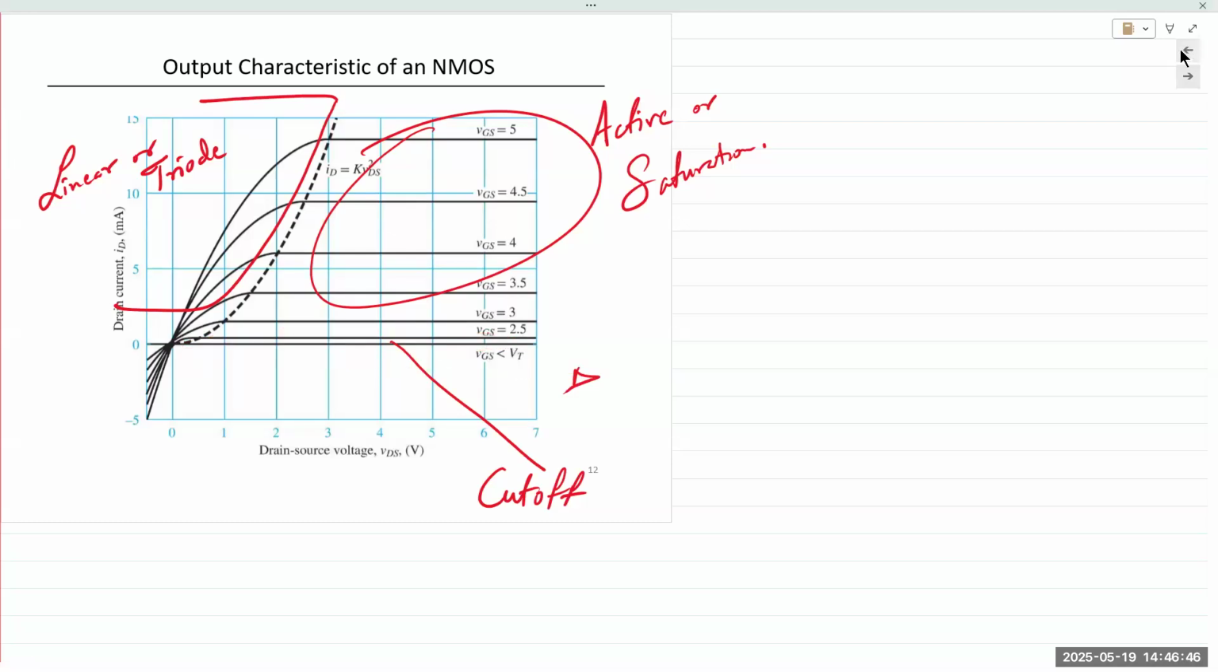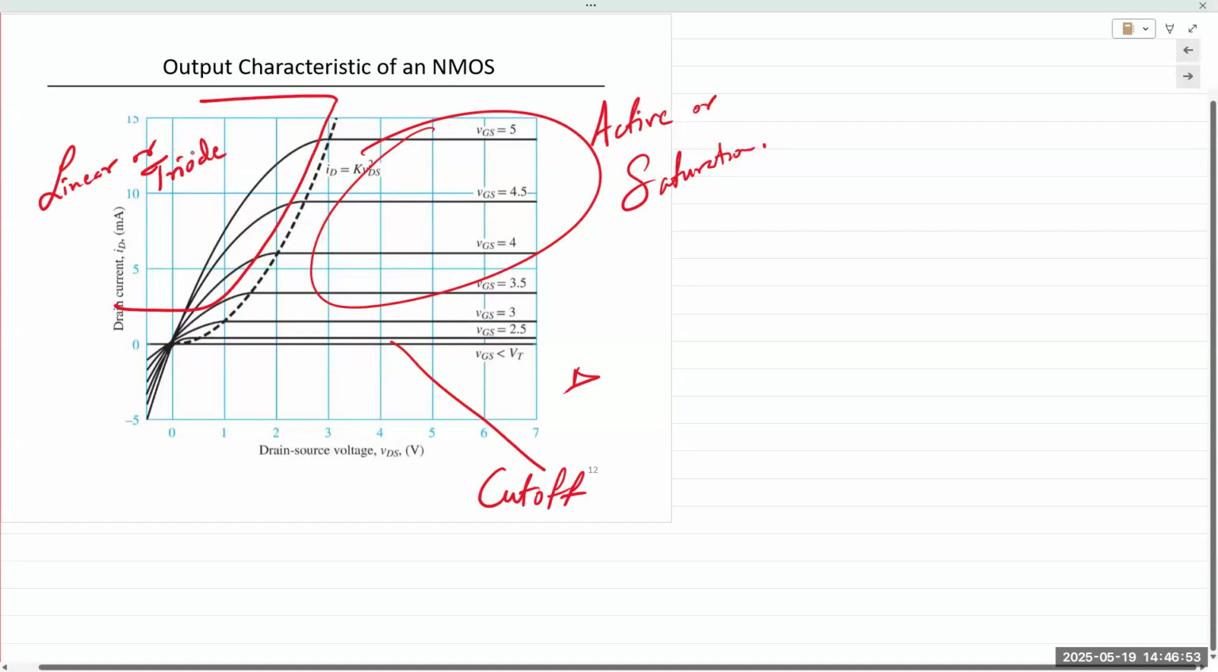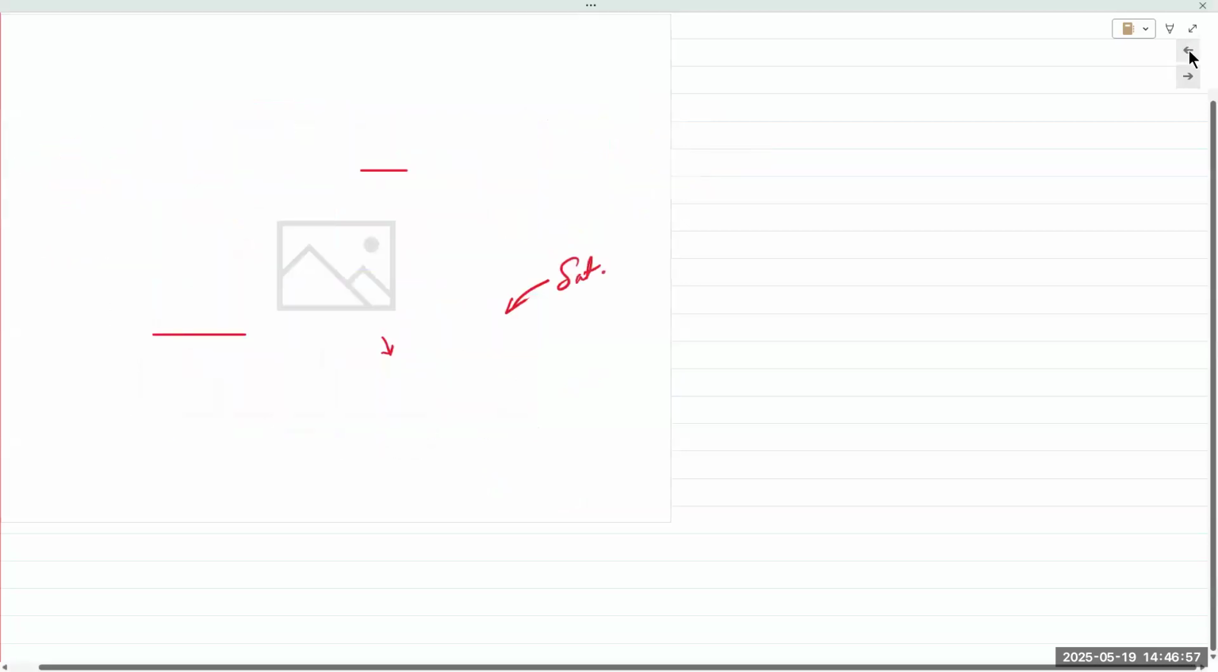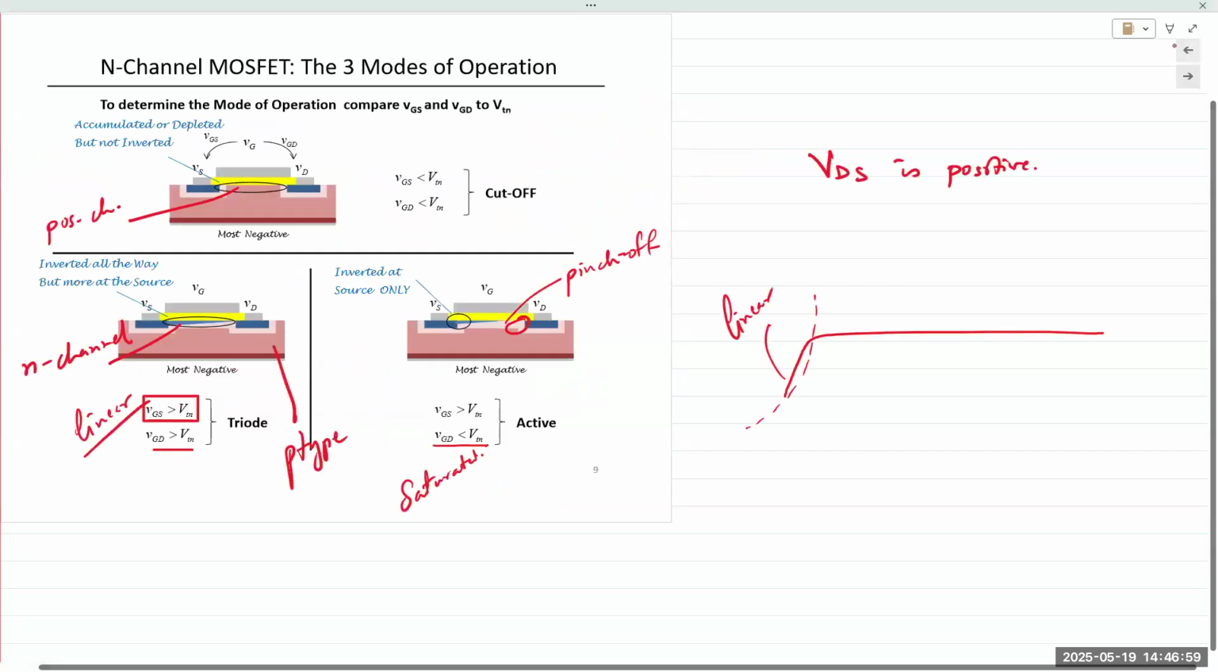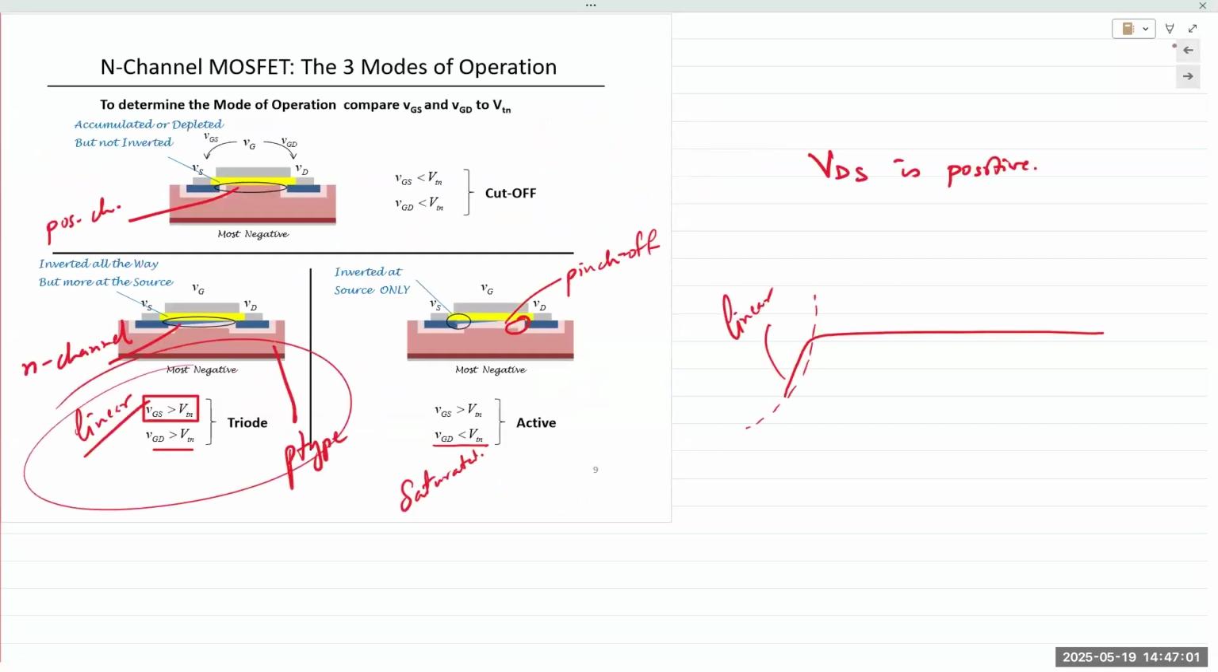As the channel is established, the voltage and current would have a linear relationship, right? And that region is known as the linear or the triode region, which is indicated here. Okay, the channel is established. You apply a positive voltage for VGS and a positive drain voltage with respect to the gate.